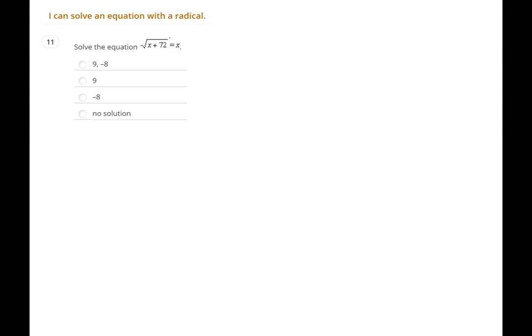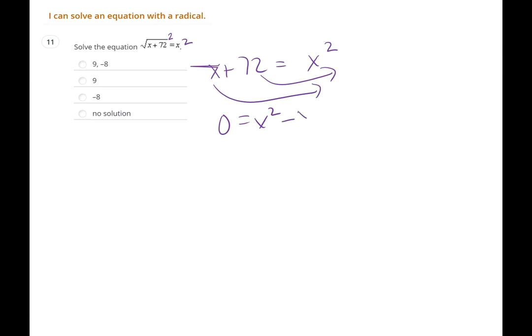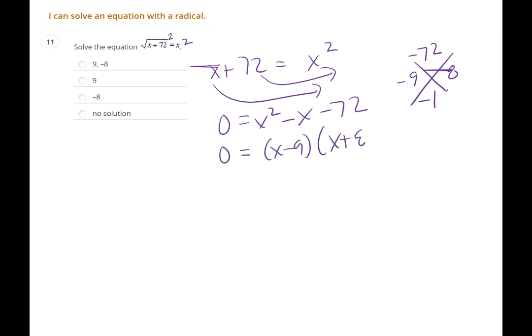All right, I have to undo the square root by squaring both sides. We've got x plus 72 equals x squared. If I've got a quadratic, that means I need to get it equal to 0. In order to keep my leading coefficient positive, I'm going to choose to move these to the left. So to move the x, I'm going to subtract it. To move the 72, I'm going to subtract it. I now have a trinomial, so I need to do a magic x. Two numbers that multiply to negative 72 and add to negative 1 would be negative 9 and 8. I don't have a leading coefficient, so I get to use those. So I've got x minus 9 times x plus 8. Then I'm going to do the zero product property.